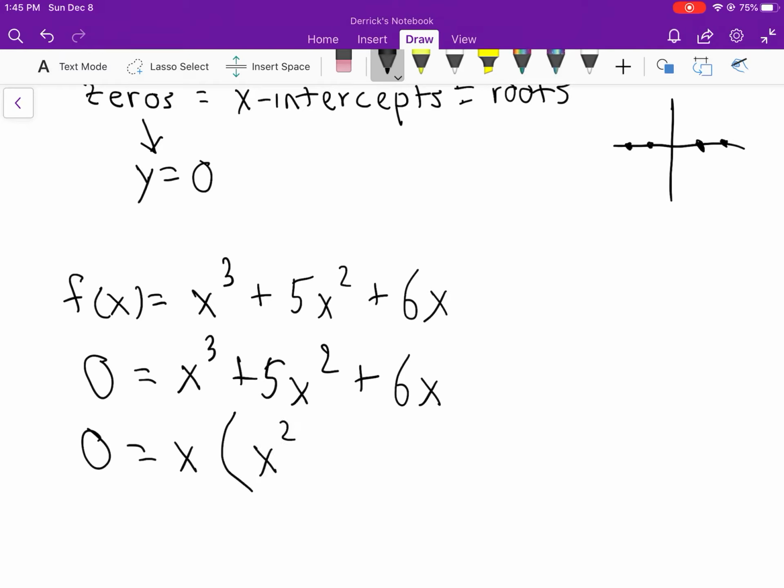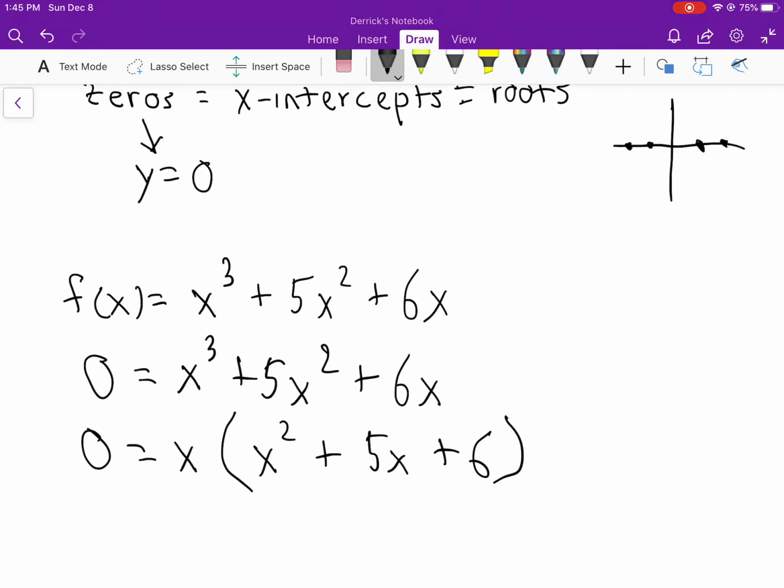That means now I would only have an x squared instead of an x to the third. That means I would only have a 5x instead of a 5x squared. And that means I would just have a 6 instead of a 6x. Now that is factoring right there. That's a type of factoring, so we have started solving for zeros by factoring.